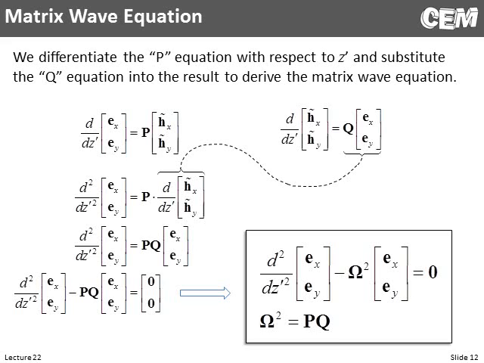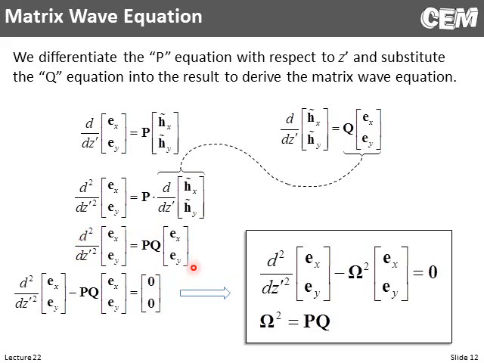So of course our next step once we get to PQ form is to derive a matrix wave equation. Well, what we can do is we can start off with the P equation and calculate a derivative. So we end up with a second order derivative on the left. P is not a function of Z, so it comes to the left side of this derivative operator. And what we're left with on the right is the derivative of the H fields. Well, if we look at our Q equation, we have an expression for the derivative of the H fields. It's just Q times the E fields. So we can put this expression in place of the derivative of the H fields.